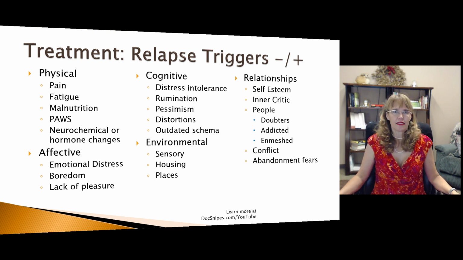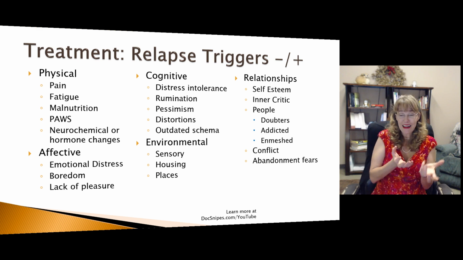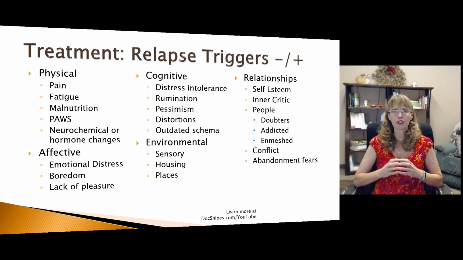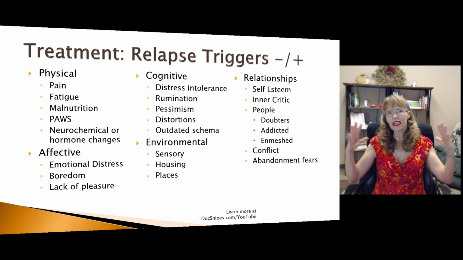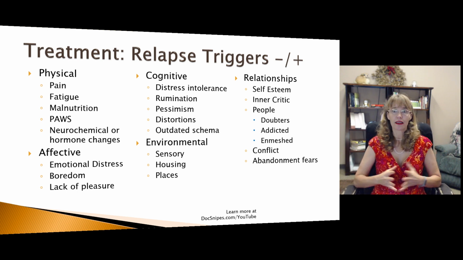People who ruminate, they have those thoughts and they just tumble them over, especially the negative thoughts. That can serve as a relapse trigger if they have difficulty quieting their mind. So developing skills for thought stopping and problem solving can be helpful.